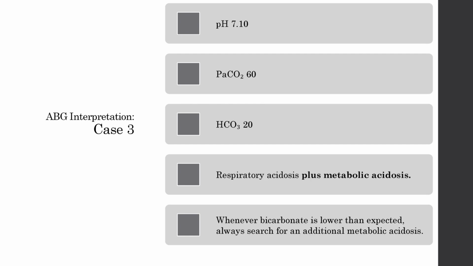Case 3: pH 7.10, CO2 60 millimeters of mercury, HCO3 20 milliequivalent per liter. Interpretation: respiratory acidosis plus metabolic acidosis. This is not appropriate compensation. Think of septic shock, lactic acidosis, renal failure, diabetic ketoacidosis, or other causes of metabolic acidosis in a patient with COPD. Whenever bicarbonate is lower than expected, always search for an additional metabolic acidosis.